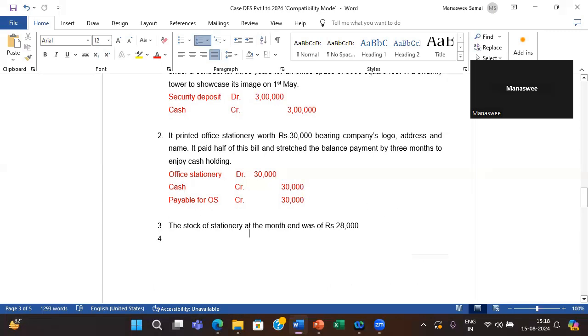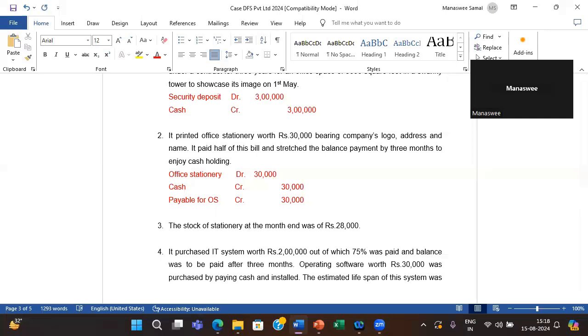Now the next part of the transaction. Stock of stationery at month end was 28,000. This is an indirect way to help us compute the stationery consumption figure. So let us count our stationery first of all. I think you took over stationery of 11,000 from Smita and Co.